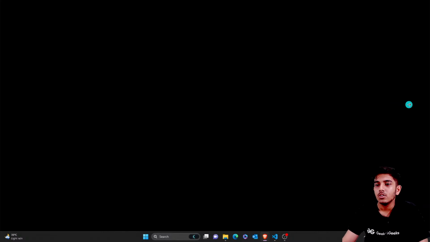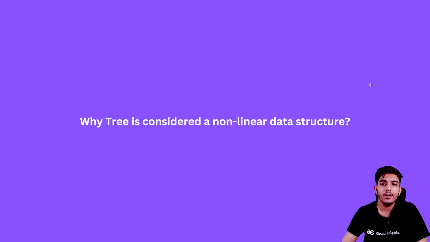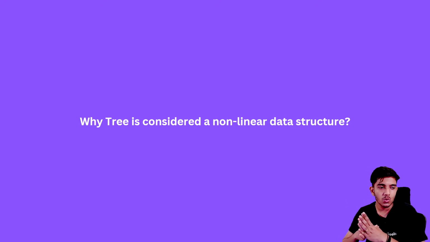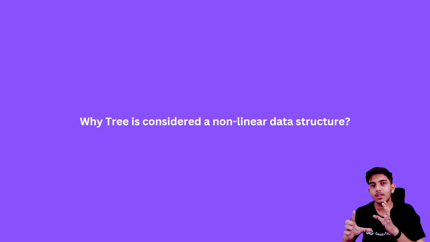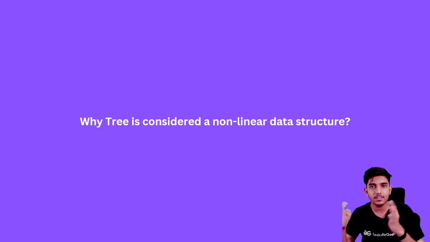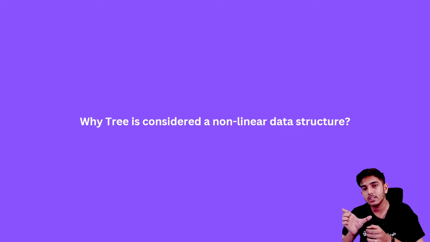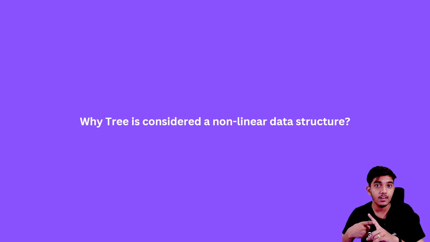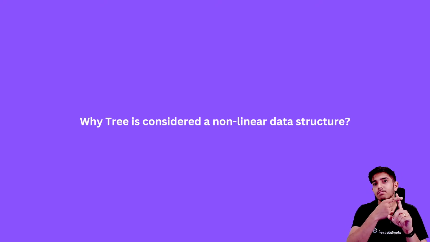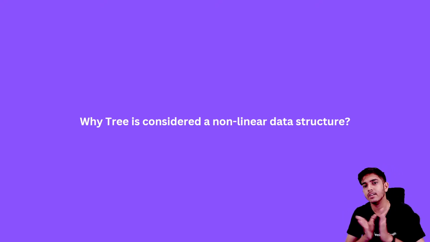So next is why a tree is considered a non-linear data structure. First, you need to know what a linear data structure is. A linear data structure is simply one which is in a line, which does not have any specific branches. An array is a linear data structure. A linked list also is a linear data structure. Why are they linear? Because we have items always in a line.